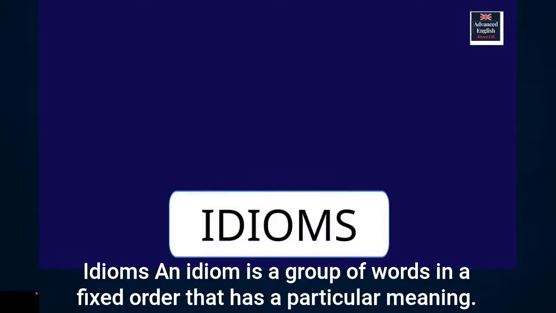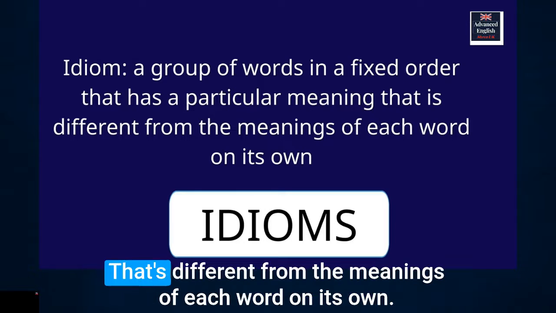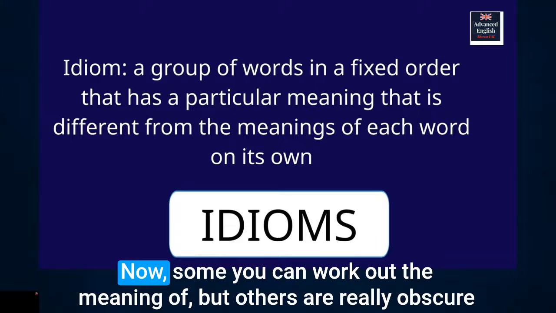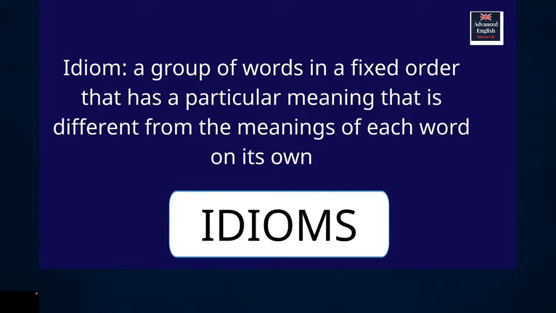Idioms. An idiom is a group of words in a fixed order that has a particular meaning that's different from the meanings of each word on its own. Now some you can work out the meaning of, but others are really obscure and you just need to know them. Let's have a look at some.